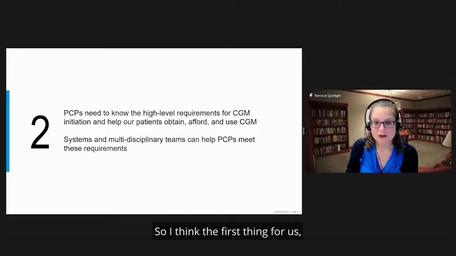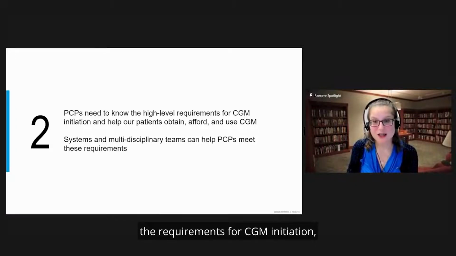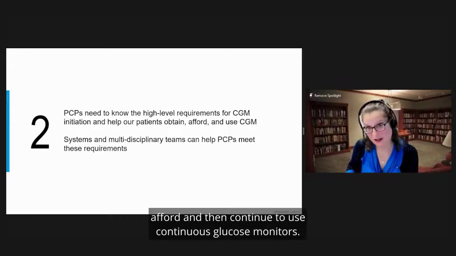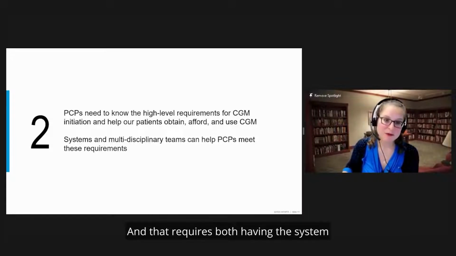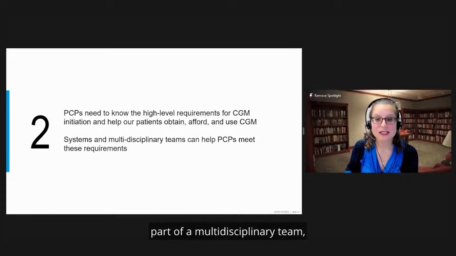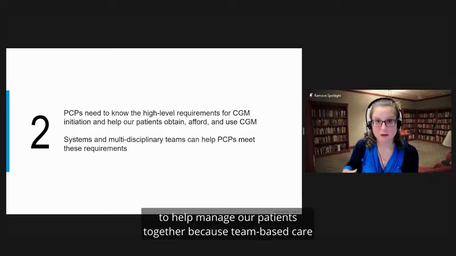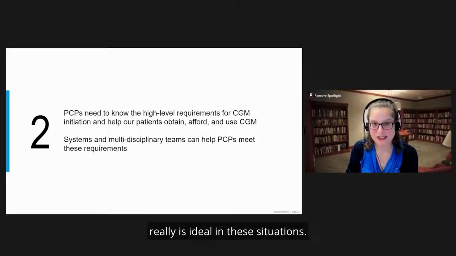So I think the first thing for us as we're trying to implement it is to understand the requirements for CGM initiation to make sure that our patients can obtain, afford, and then continue to use continuous glucose monitors. And that requires both having the system in our clinic to do it, and ideally also being part of a multidisciplinary team, whether it's with a diabetes educator or a pharmacist to help manage our patients together, because team-based care really is ideal in these situations.